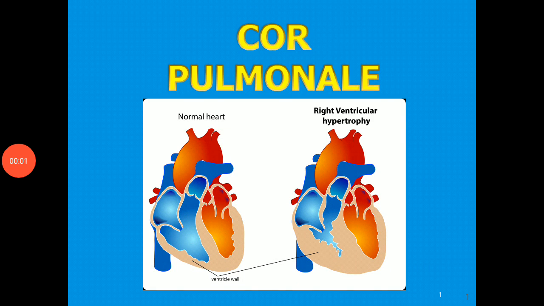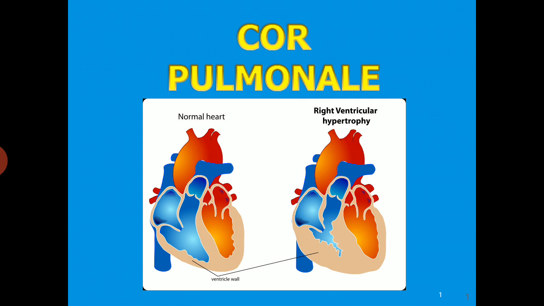So today we will discuss cor pulmonale. Cor pulmonale is the condition which we study in both the respiratory system as well as the cardiovascular system. What happens in cor pulmonale? In cor pulmonale there is right ventricular hypertrophy.